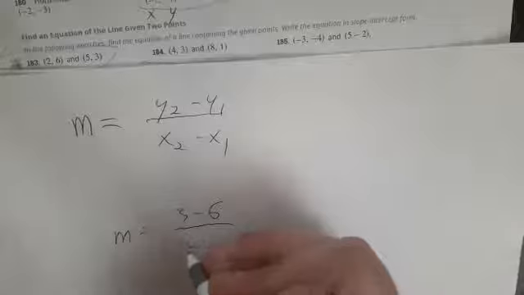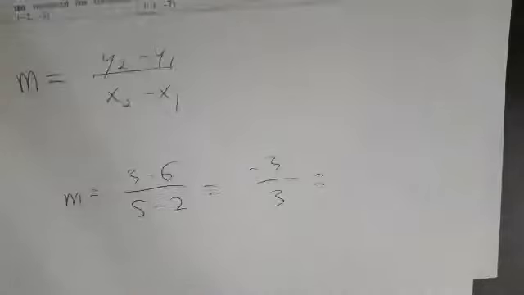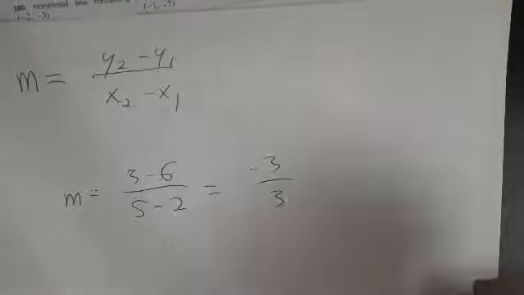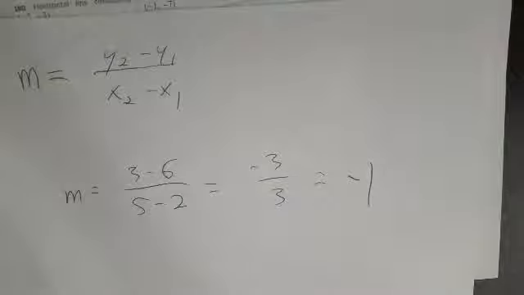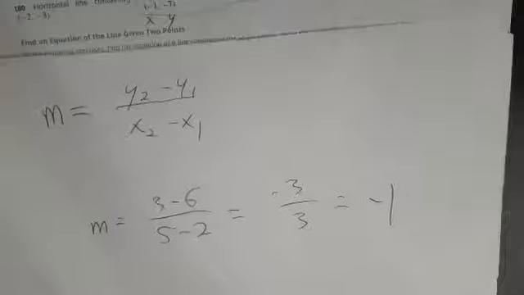Uh-huh. And if I fill in numbers, what does that look like? 3 minus 6, and then on the bottom, 5 minus 2. Yeah, that's it. Negative 3 over 3, which is negative 1. So you have a slope of minus 1, and you have 2 points.